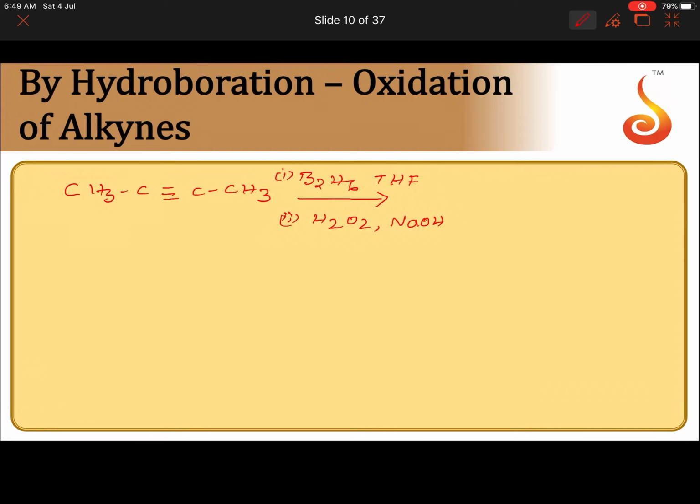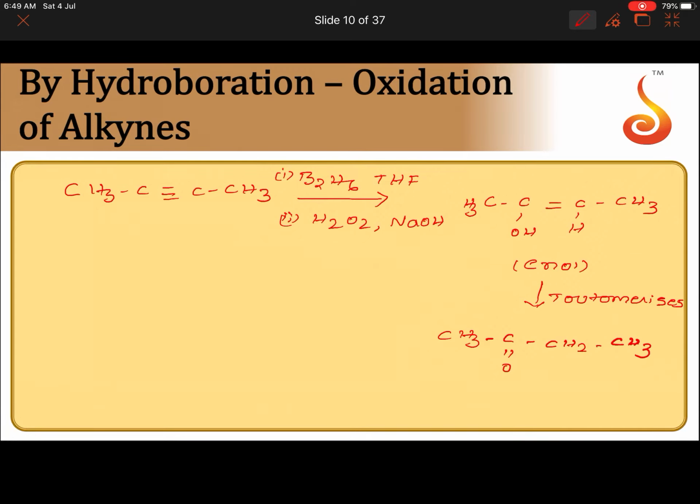So hydroboration oxidation means addition of water. H goes to one carbon atom, OH goes to another carbon atom. CH3C(OH)=CHCH3. This compound is an enol. The enol tautomerizes to form a ketone. So here we will get only one ketone. What is that ketone here? Butanone, 2-butanone.